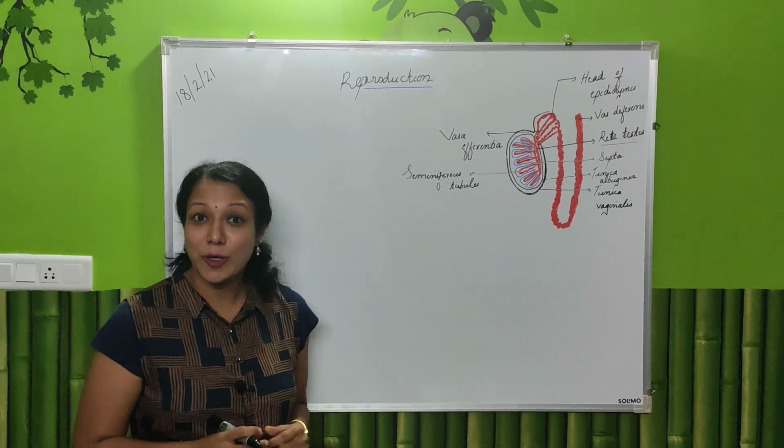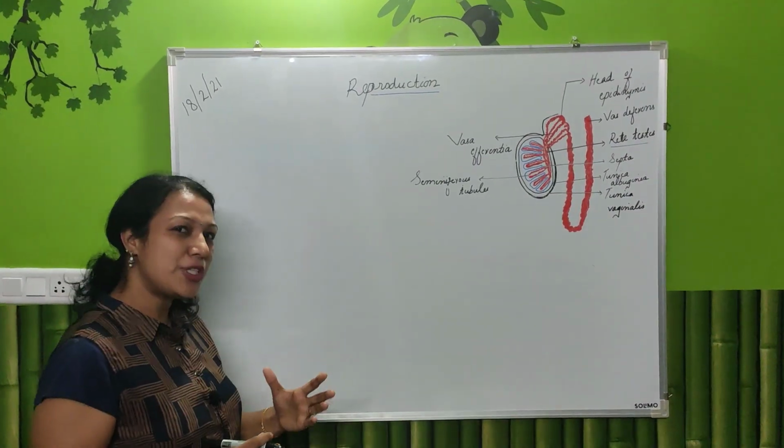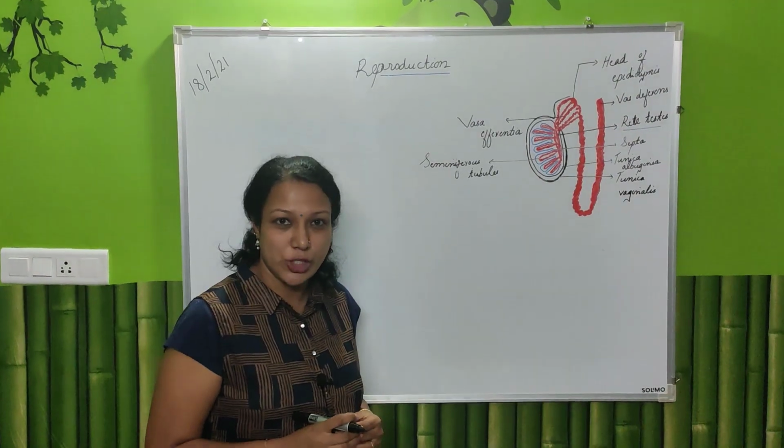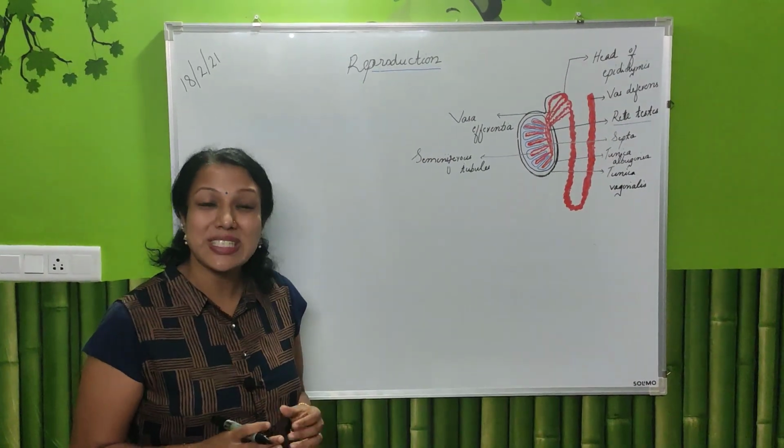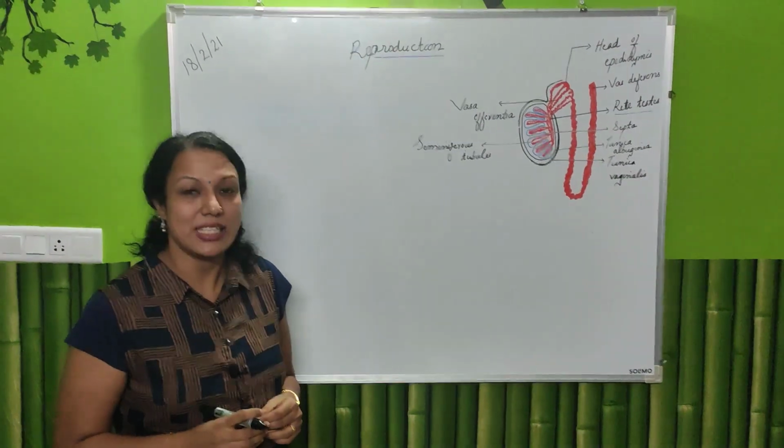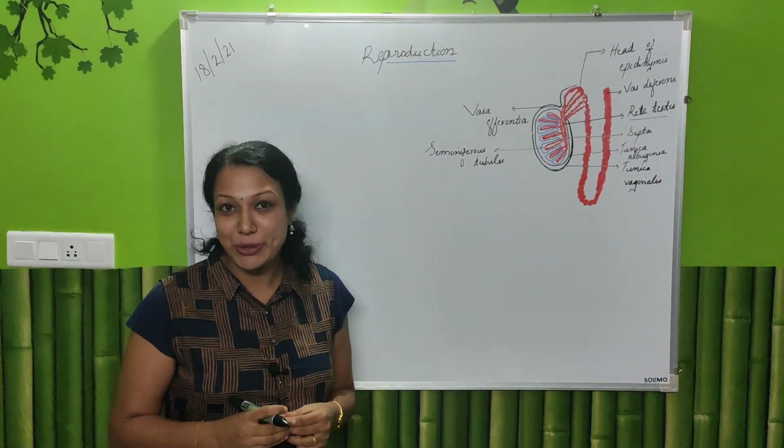Reproduction, it's a 1-mark board question. Most of the students try to by heart this definition. So what do you mean by reproduction? It is the ability of an organism to produce its own kind, right?